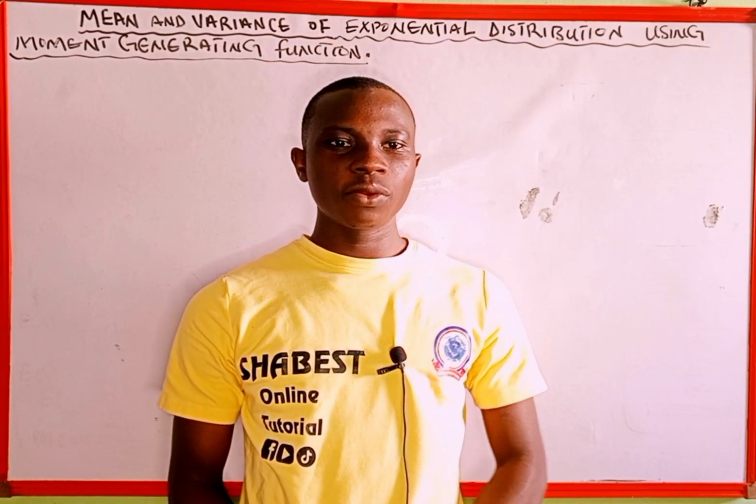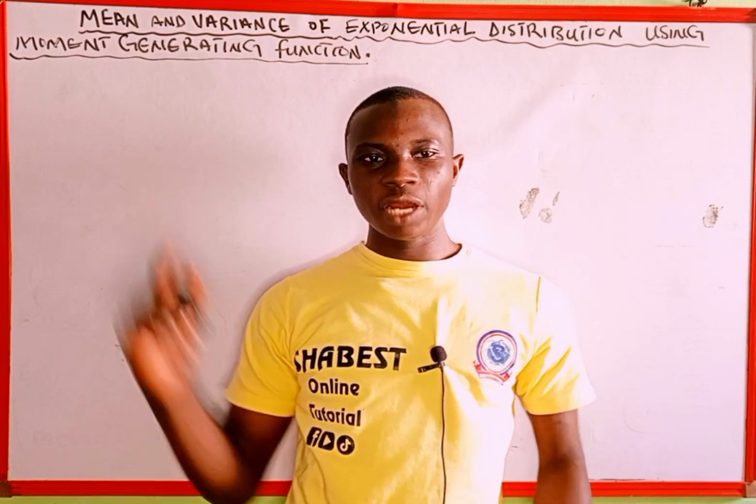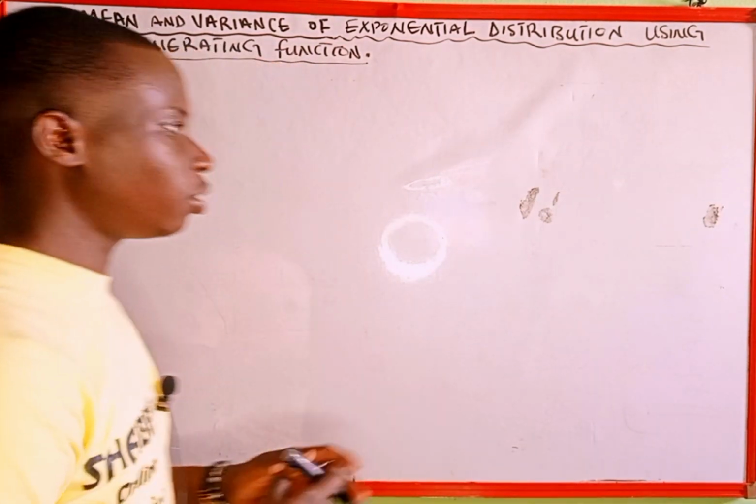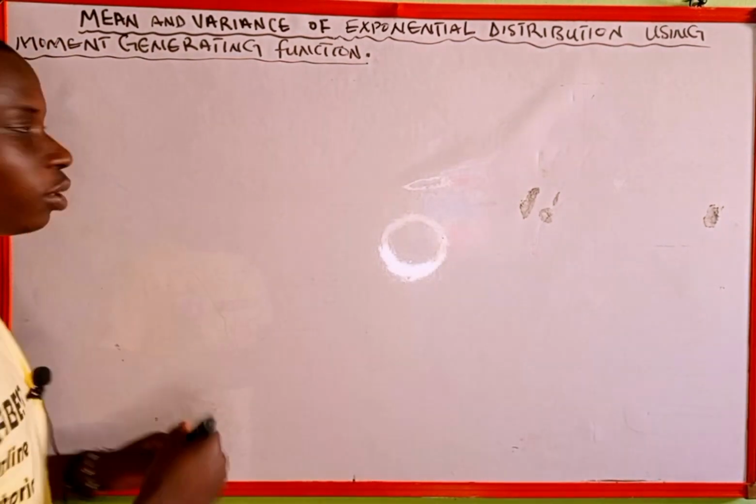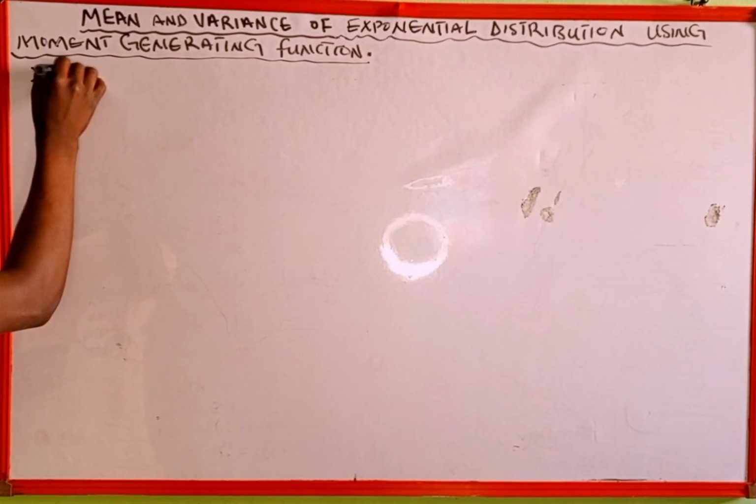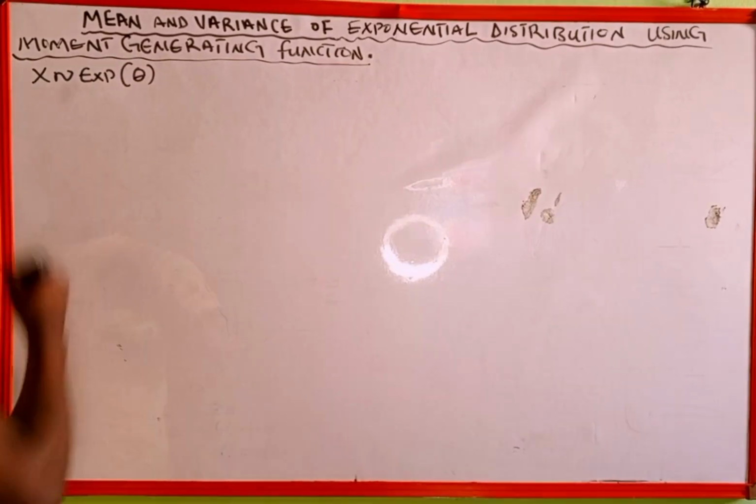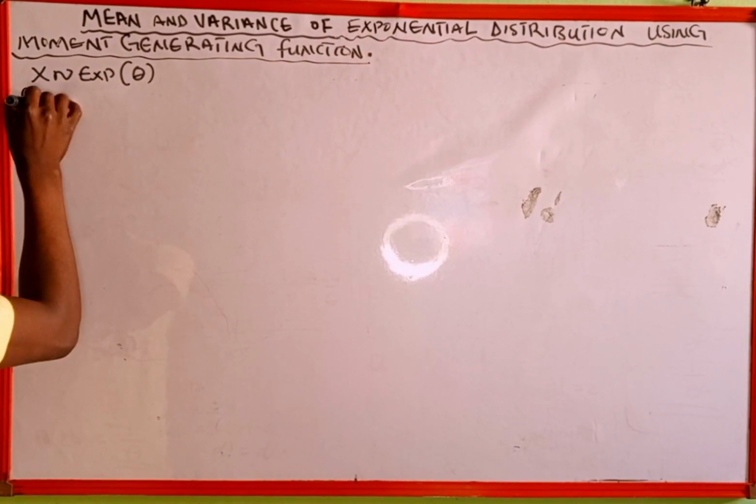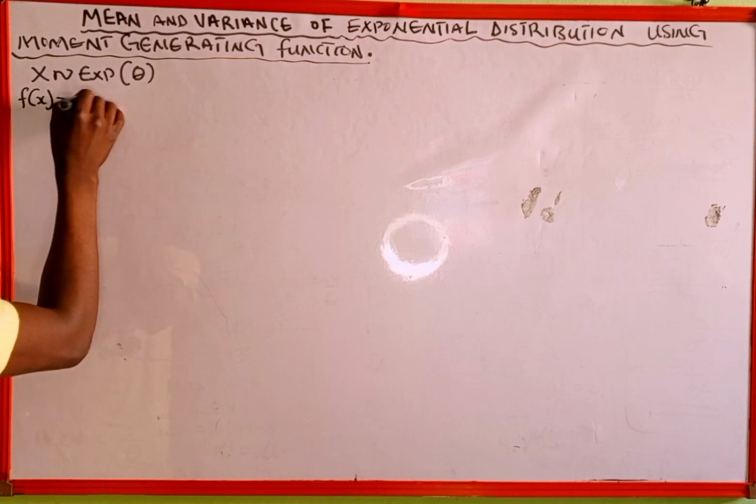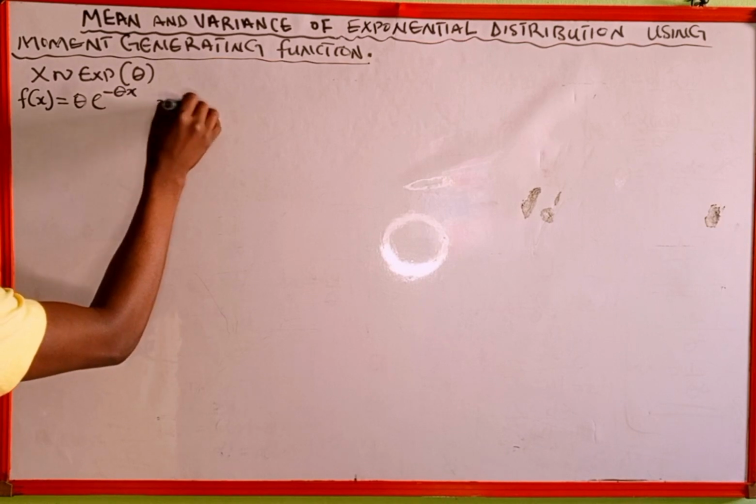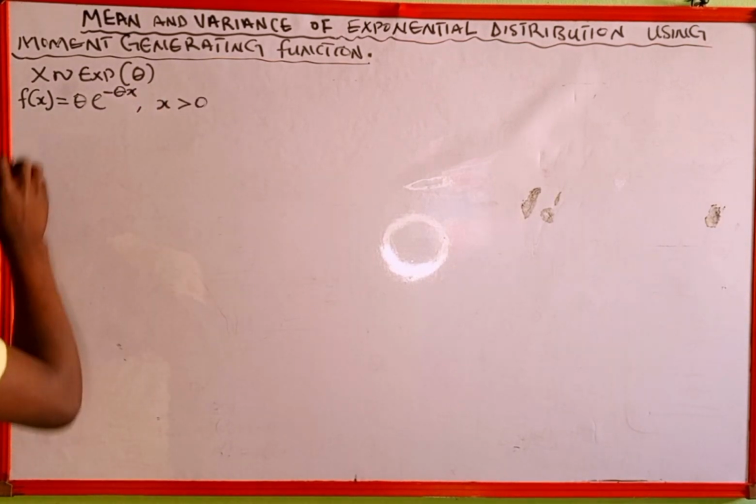In today's tutorial, we're going to learn how to find the mean and the variance of an exponential distribution using moment generating function. For the exponential distribution, X is distributed exponential with parameter theta, and the function is given as f of x, which is equal to theta e raised to the power of minus theta x, for x greater than 0.